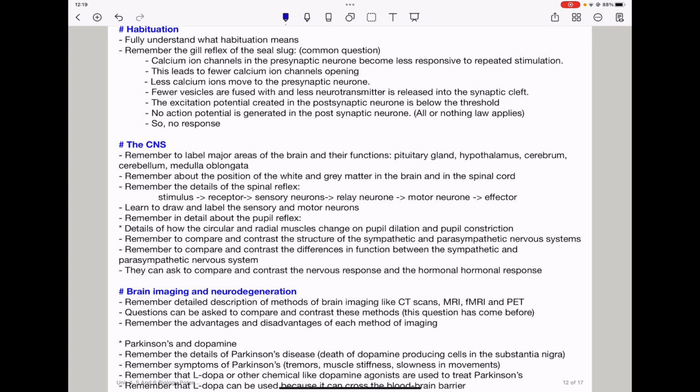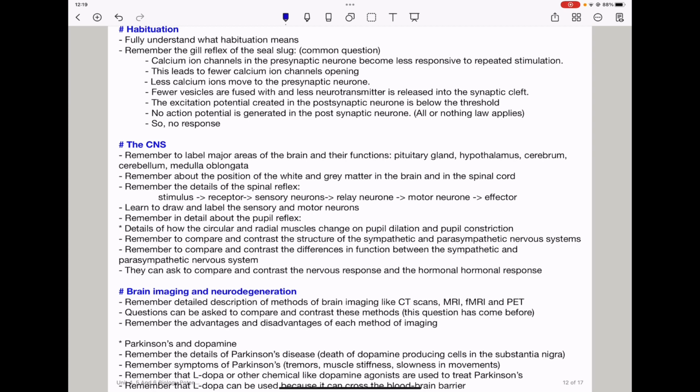You need to remember in detail about the pupil reflex. This is also common. Details of how the circular muscles and the radial muscles change on pupil dilation and pupil constriction. You need to remember to compare and contrast the structures of the sympathetic and the parasympathetic nervous systems. On that note, remember to compare and contrast the differences in function between the sympathetic and the parasympathetic nervous systems.